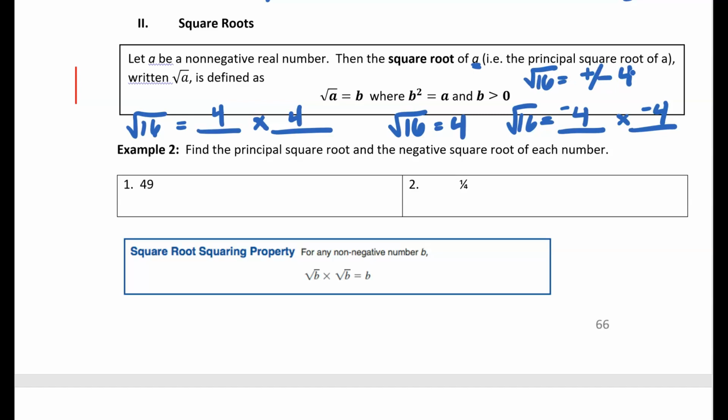Now, usually, well, maybe not usually, but I would say most commonly, you just see the positive, and that's called the principal square root. So the square root of 16 equals 4. This is called the principal square root. But the negative square root, or negative 4, is also the square root of 16.